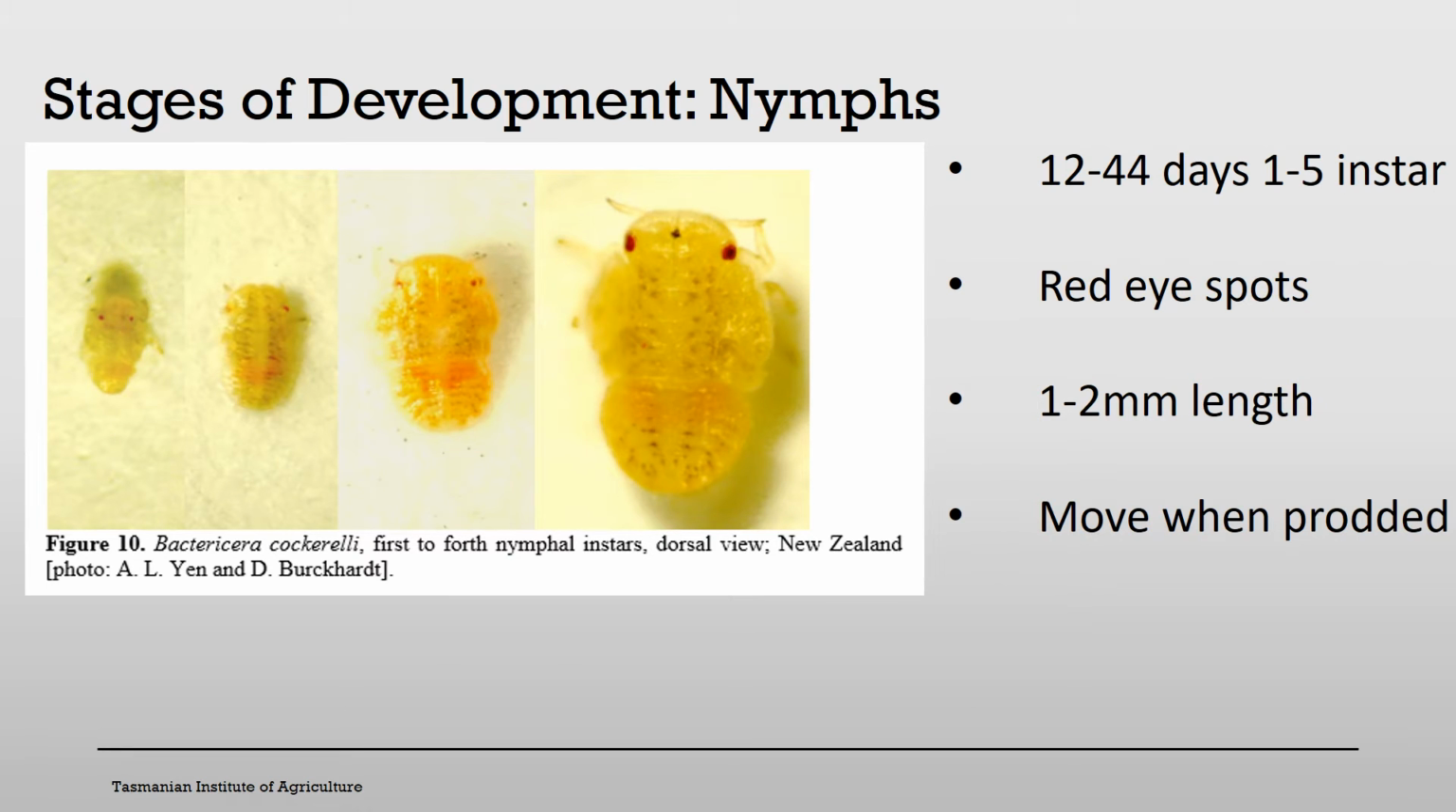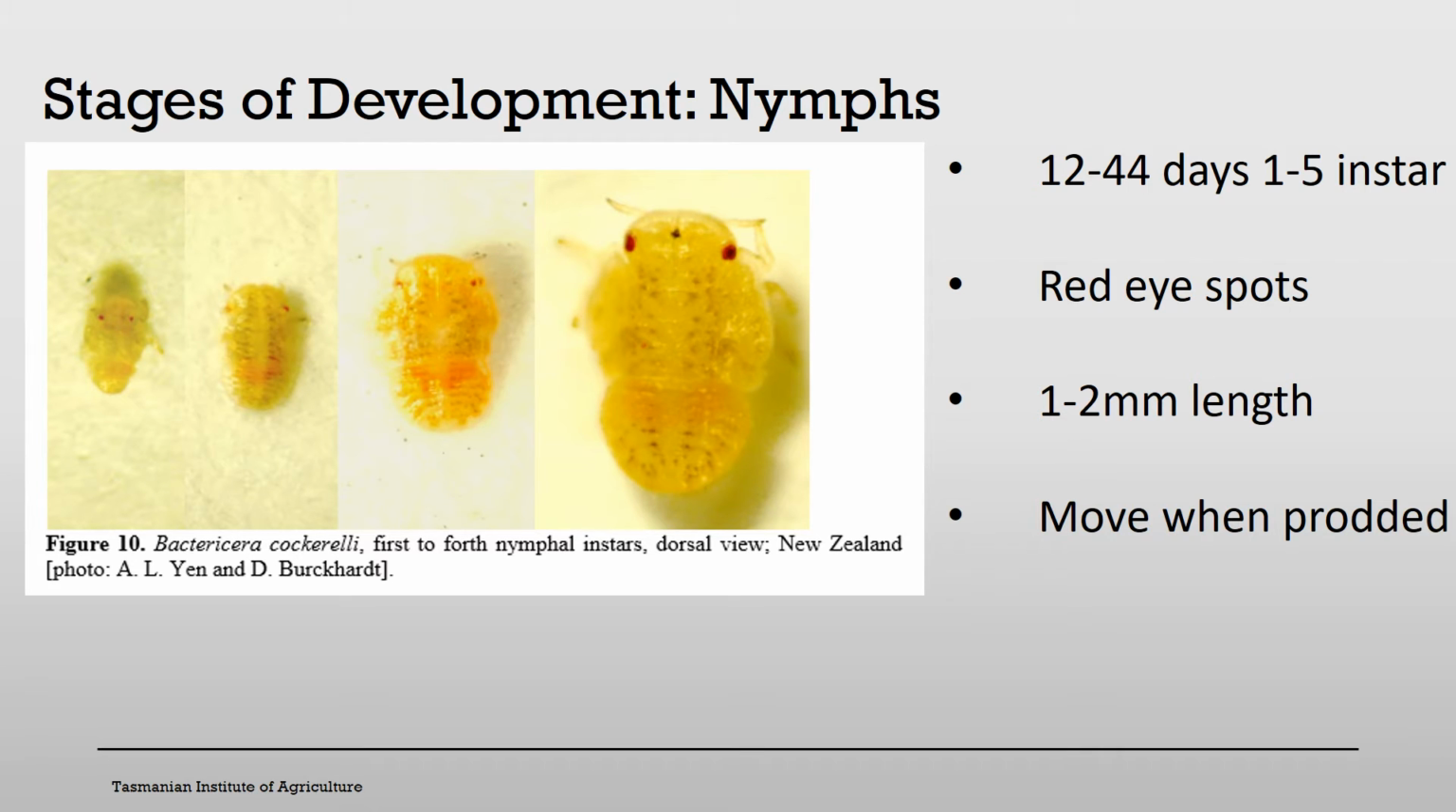The second stage are the nymphs or juveniles. Nymph stages generally take 12 to 44 days from first instar through to adult. Nymphs of TPP are also quite tiny, measuring between 1 and 2 millimeters in length. Newly hatched nymphs are lime green in colour, progressing to a yellow-green with later instars. All stages of nymphs will move slightly when prodded, unlike other nymphs.